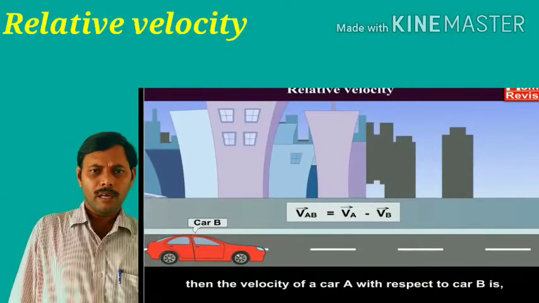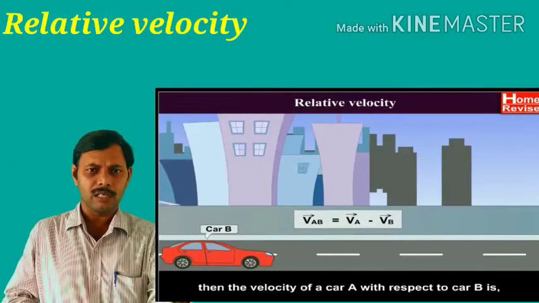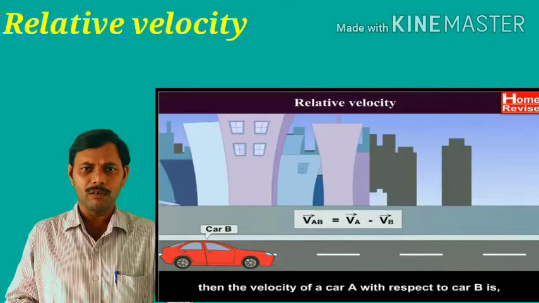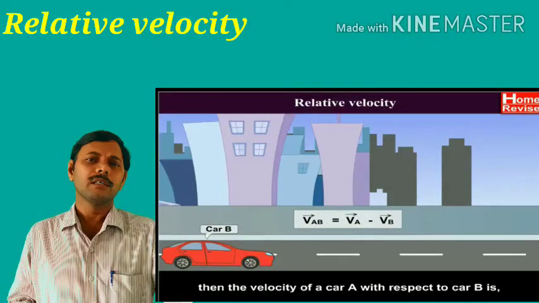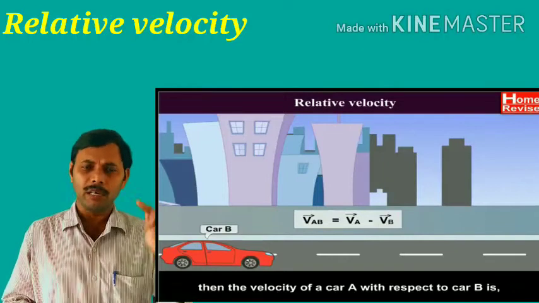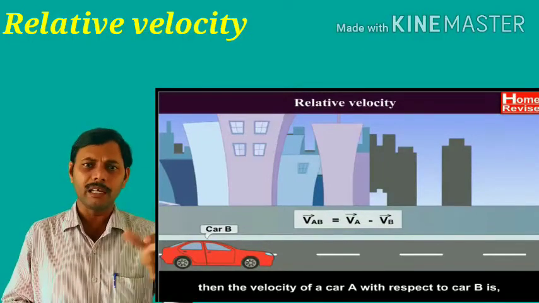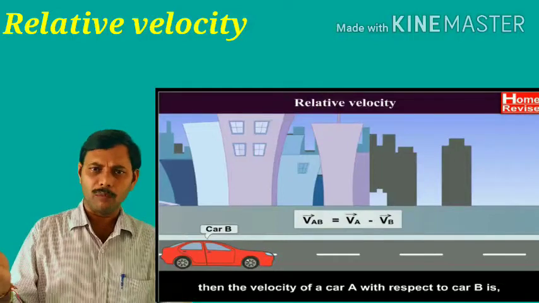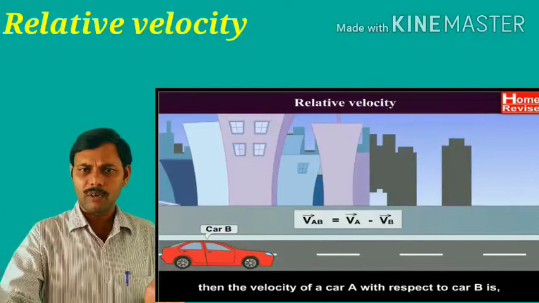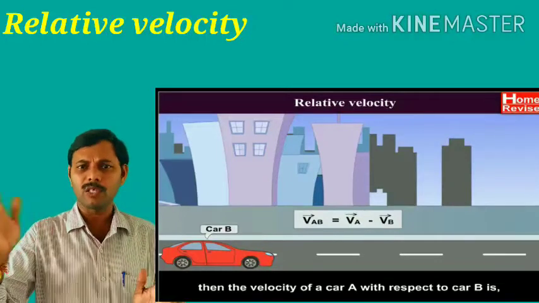Then car A velocity is VA bar minus VB bar. When car B velocity is VB minus VB, which is 0, then car B is similar to earth, because car B appears to be at rest now, so it is identical to the earth. Then the velocity of car A with respect to car B, that is the relative velocity of car A with respect to car B, is equal to VA bar minus VB bar.